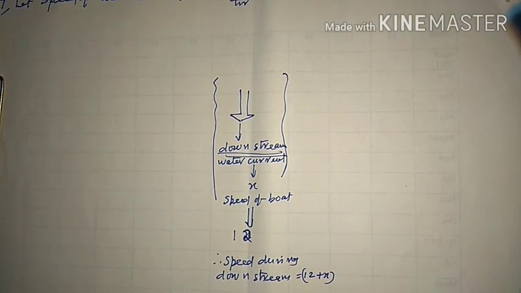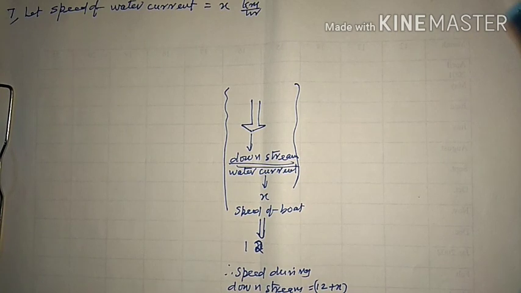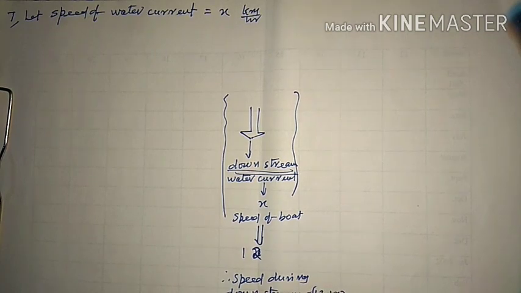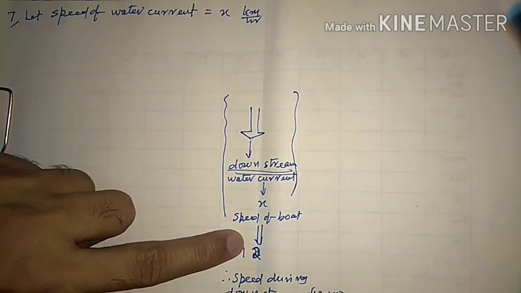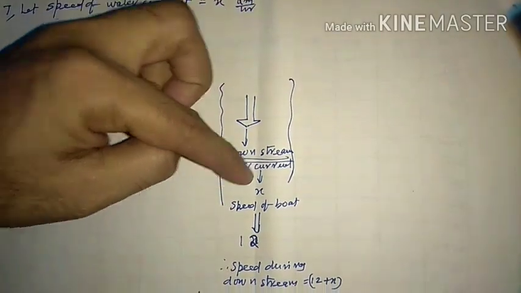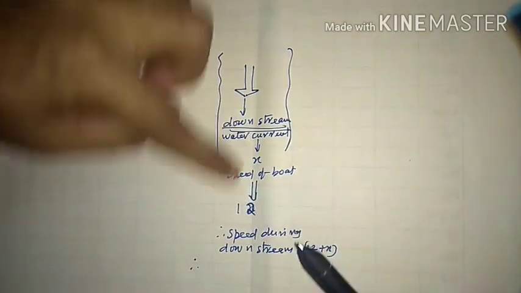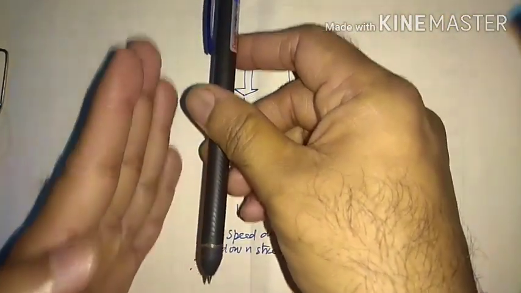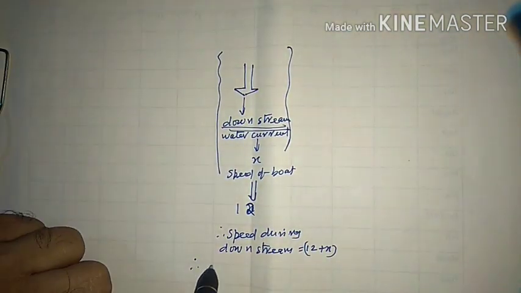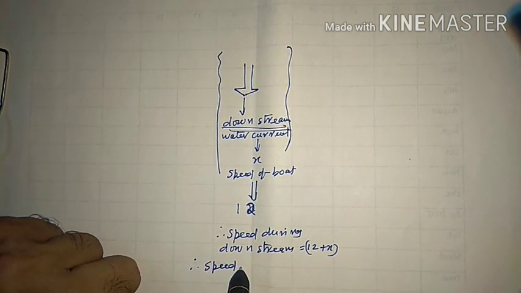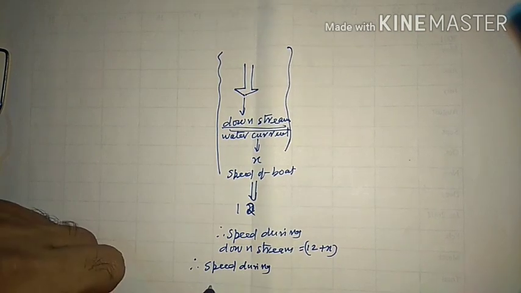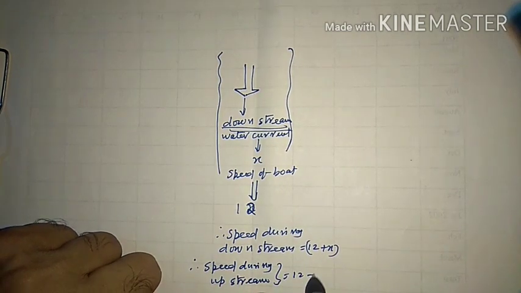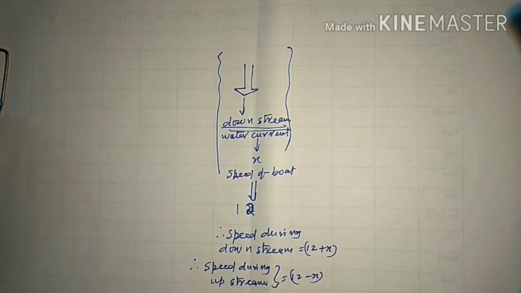Very important, you have to understand this. All intelligent students easily understand this. It's very easy. Upstream means going against, so the water flow will oppose the speed of the boat. The boat wants to go like this, but the water flows in the opposite direction and reduces its speed. Still we have to go forward. So the speed during upstream is 12 minus x kilometers per hour.